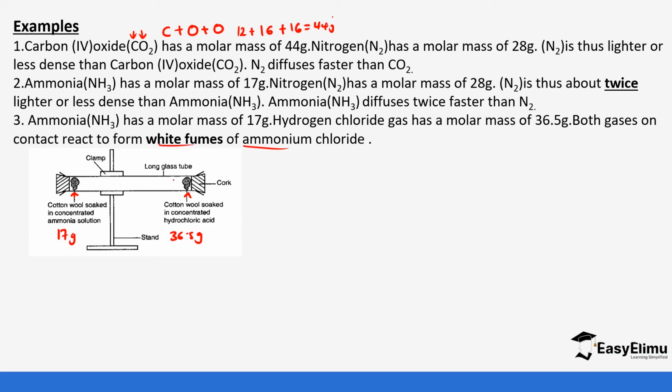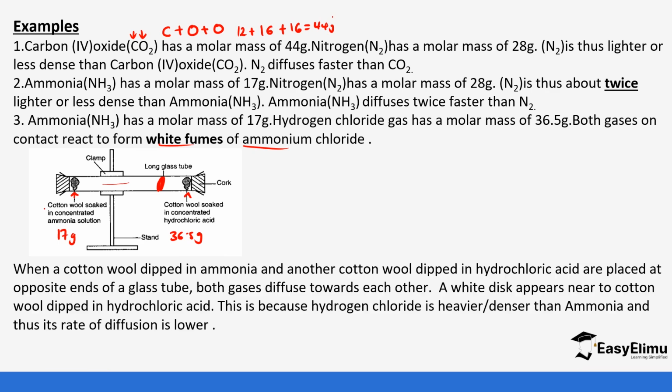But you notice these white fumes are going to form much closer to where the hydrochloric acid is. You notice some white fumes here. Why is it forming closer to hydrochloric acid? For the ammonia, it moves really fast. So by the time it meets up with the hydrochloric acid to form ammonium chloride, the hydrochloric acid will not have moved a larger distance because it's very heavy in comparison to our ammonia gas.